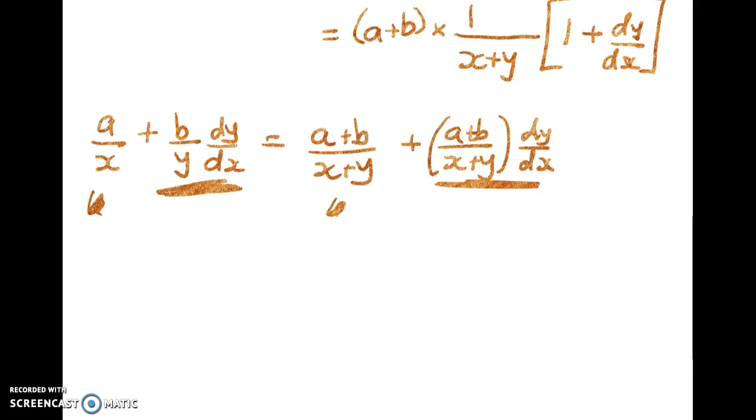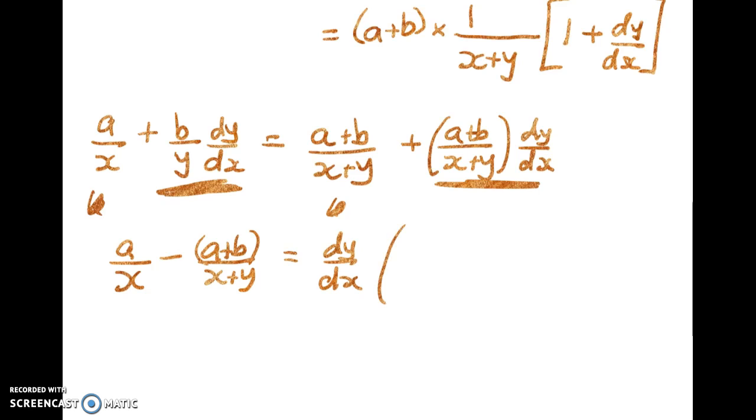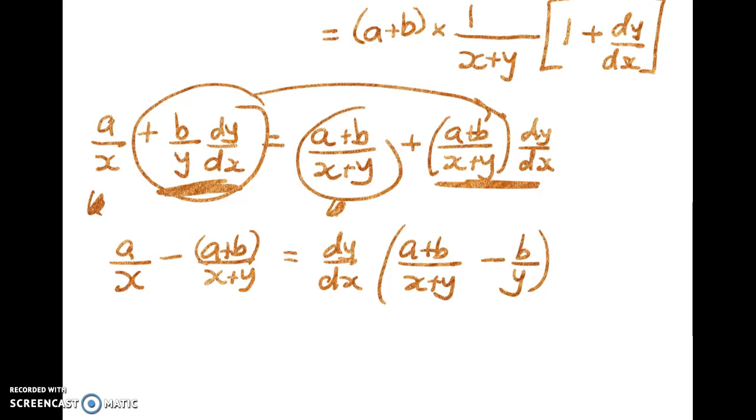So let's bring all of the constants, or the no dy by dx's, over here. So we've got a over x minus a plus b over x plus y, chuck brackets around that to be careful, equals dy by dx into a plus b over x plus y minus b over y. Right, so I'm bringing this to here, this one to here.